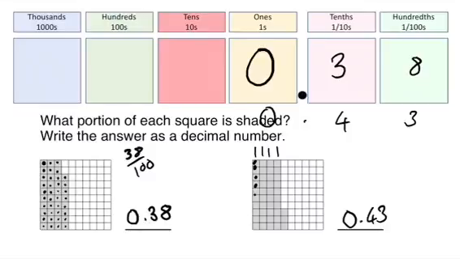After 0.43 would become 0.44, 0.45, 0.46, 0.47, 0.48, 0.49, 0.5, 0.51, 0.52, 0.53, 0.54, 0.55, 0.56, 0.57, 0.58, 0.59, 0.6, 0.61, 0.62, 0.63, 0.64, 0.65, 0.66, 0.67, 0.68, 0.69, 0.7.